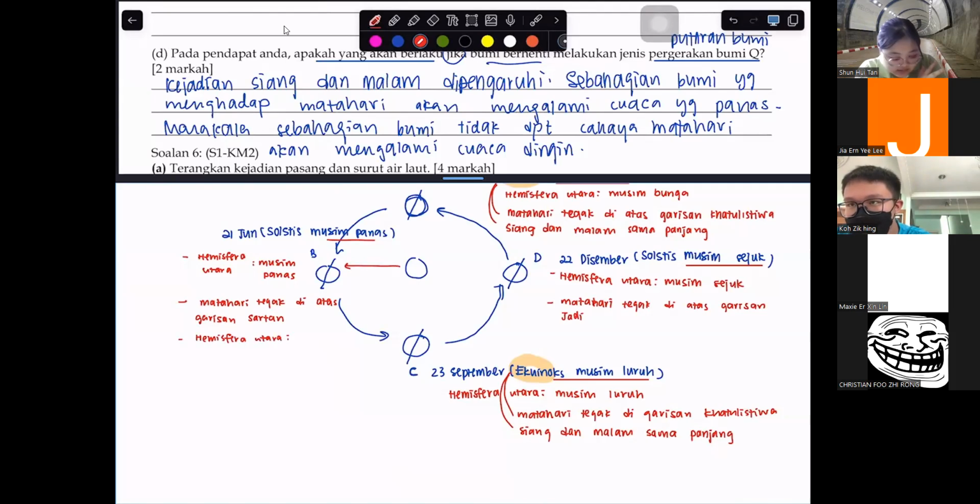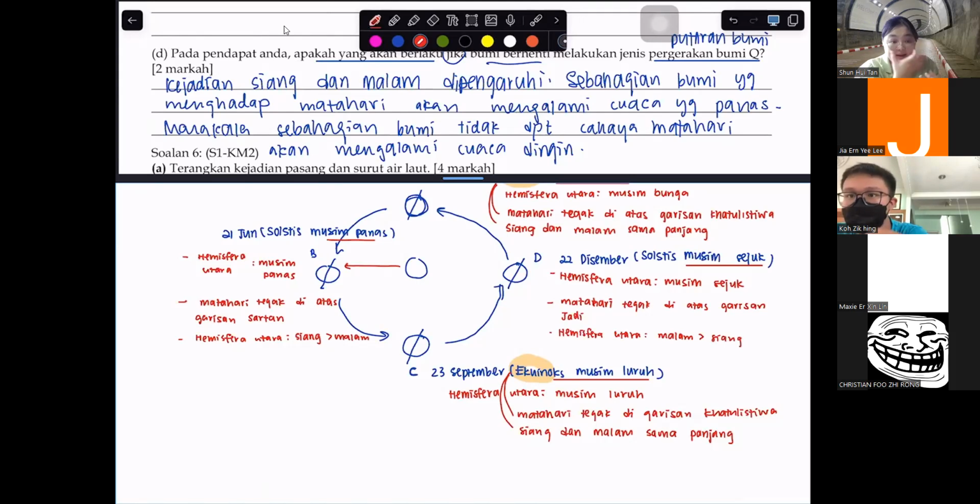Okay, what happened? Siang lebih panjang dari malam. Okay, musim panas, more sunlight. Then sejuk is opposite. Sejuk is what? Hemisphere utara, malam lebih panjang dari siang.